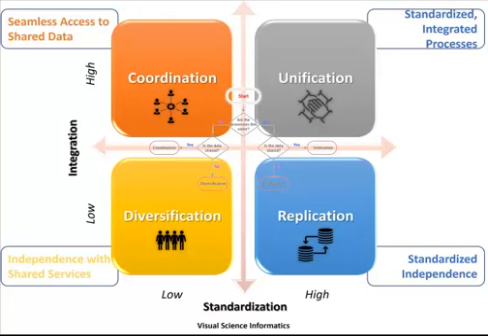All right, so then we have replication. Replication. This one's big on standardization, but the systems are still independent. So it's like everyone's using the same building codes but designing their own wings. Perfect analogy. And the last one, unification. Unification, okay? High integration, high standardization. So basically one giant system for everything. You got it. Streamlined and efficient.